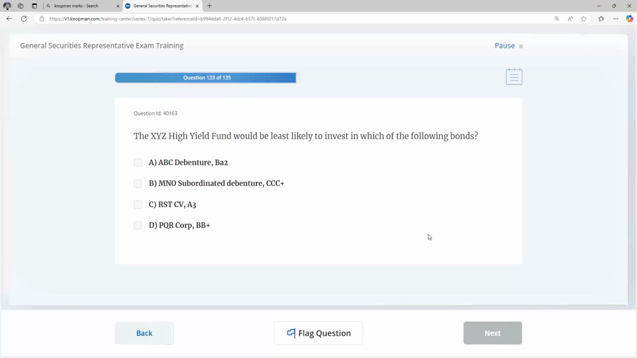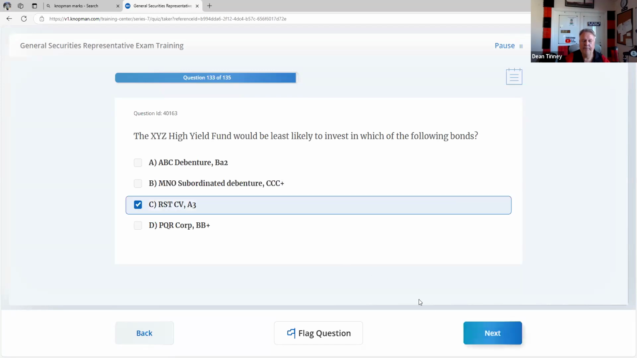The XYZ high yield fund would be least likely to invest in the following bonds. Well, if they're high yield, they're not going to do an A3. That's right on. Good job.